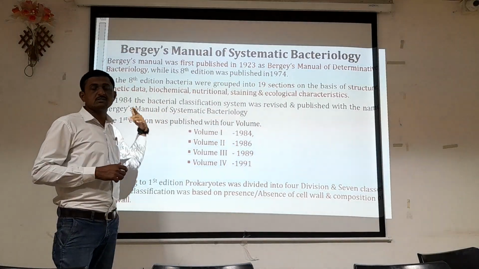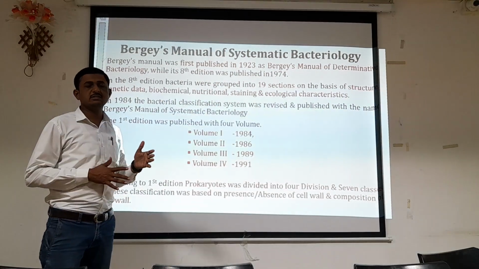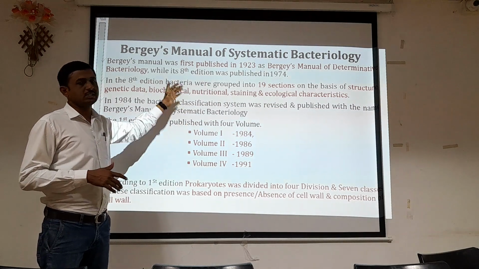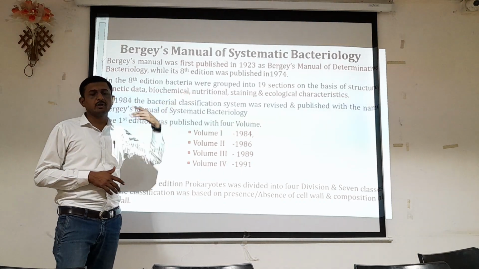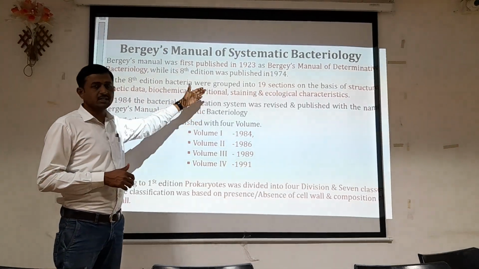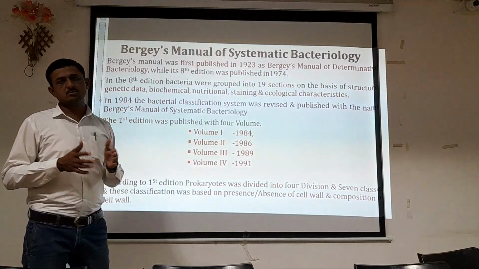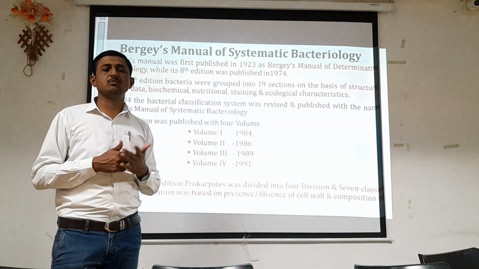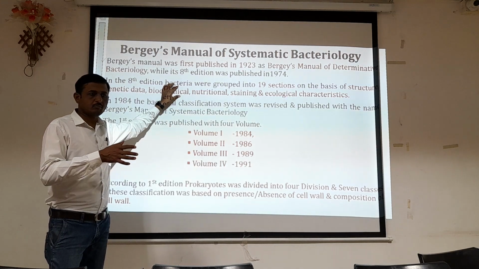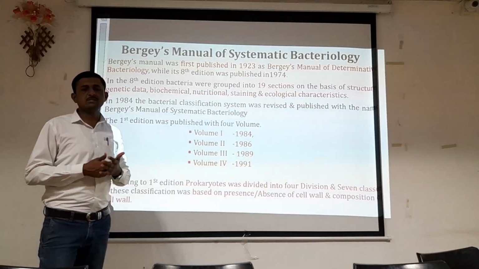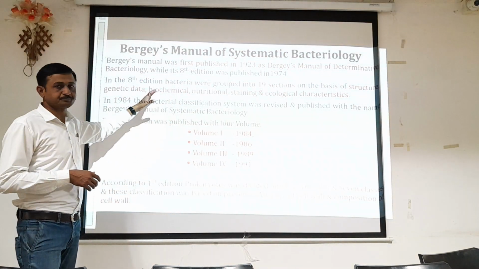But as more advances are carried out in the field of microbiology, microorganisms are differentiated from one another with respect to their structural characteristics, genetic data, biochemical characteristics, nutritional requirements or metabolic characteristics, and their staining properties. As different techniques are developed and used, on that basis microorganisms are again distinguished from one another, and all those data are collectively published in the form of 19 sections. So for that they have prepared 4 volumes of that book.